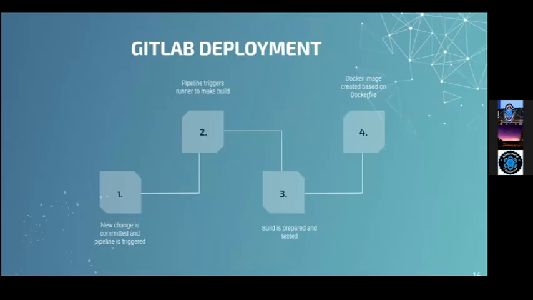So the deployment in GitLab is similar, but there are some different things. The new change is committed, and the pipeline is triggered, again without the URL webhook. Then the pipeline triggers the runner to make a build. It can be a shared runner, a group runner, or a private runner. Then the build is prepared and tested. And finally, the Docker image is created and pushed. We can see that the last step is the same as in Jenkins.